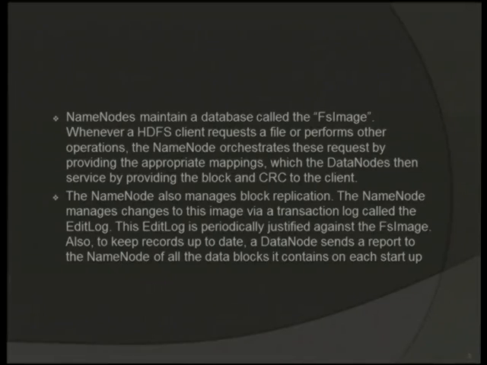So the name node maintains the FS image, and the data nodes keep copies of the blocks, and they keep a checksum of each block to maintain integrity. And they coordinate replication, configurable, rack-aware replication, so that you can create redundant copies of your data.